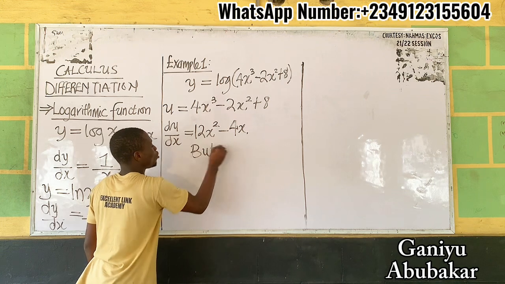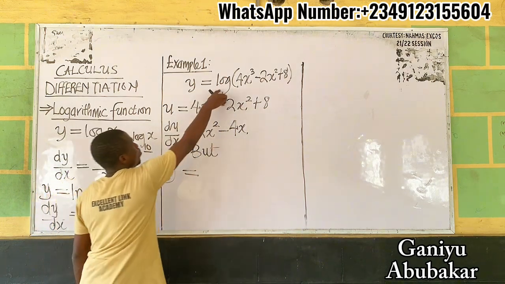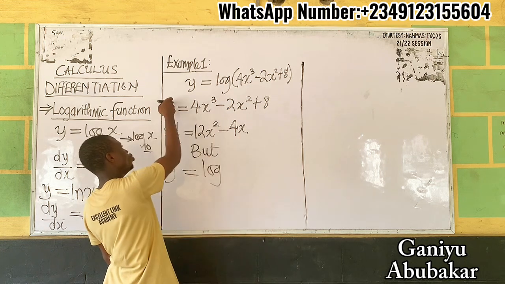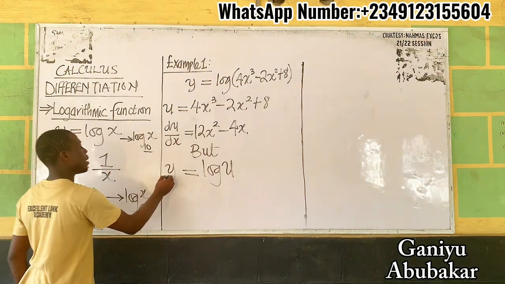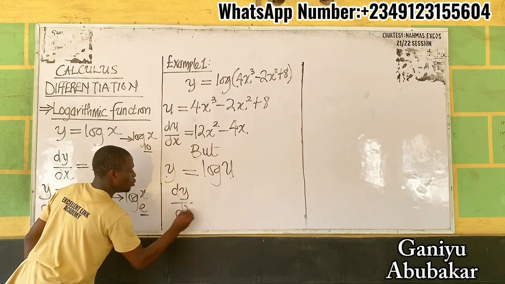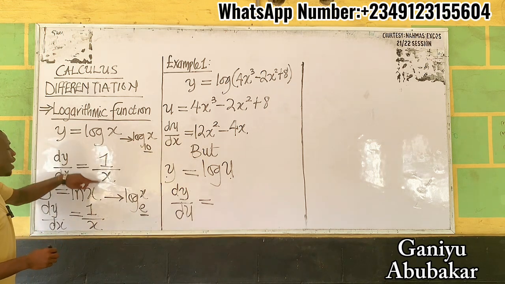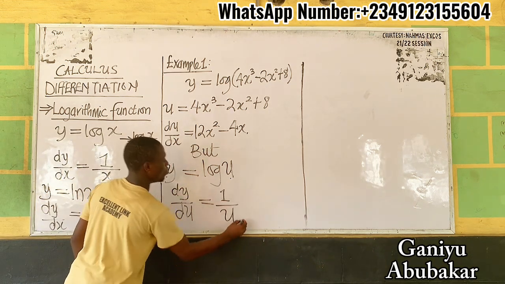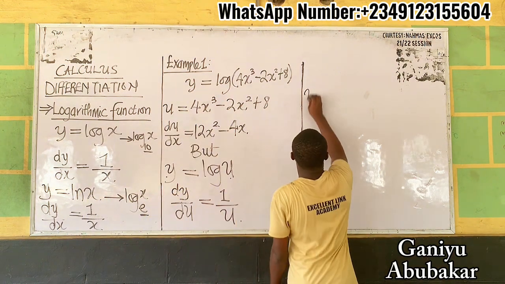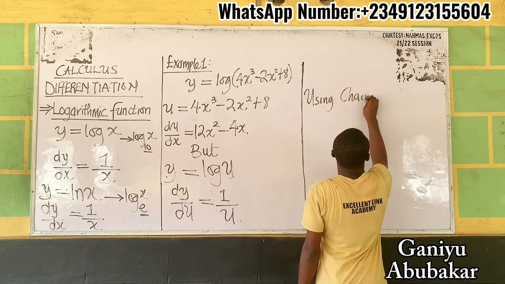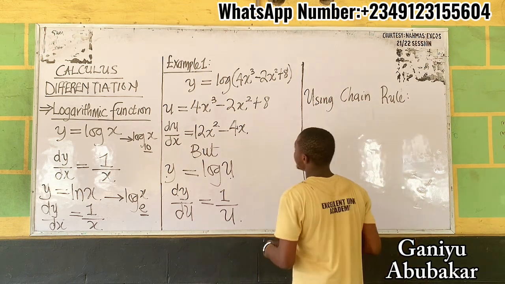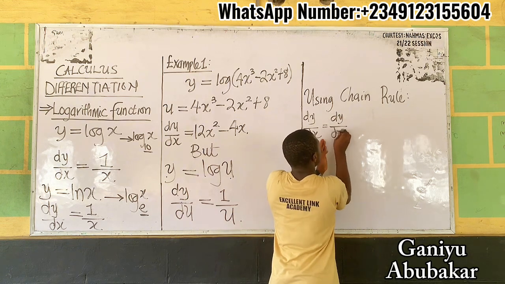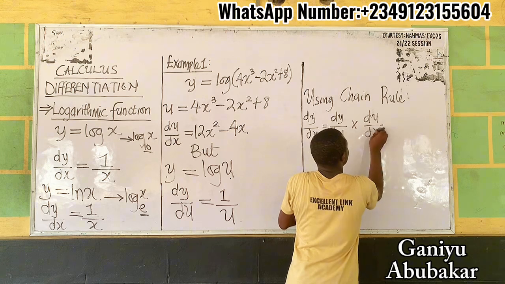But we said y is equal to log what? Everything here signifies what? u. So log u. I'm having y, I'm having u. Of course, I'll have dy over du as being equal to, when I differentiate log x, I have 1 over x. Similarly, log u, I'll have 1 over u. At this point, using chain rule, the formula is given by dy over dx is equal to dy over du times du over dx.